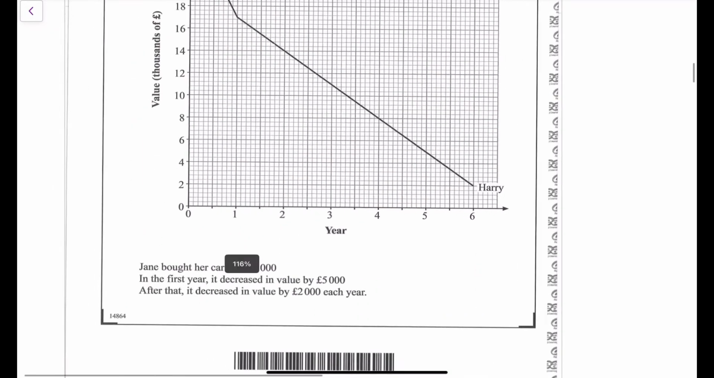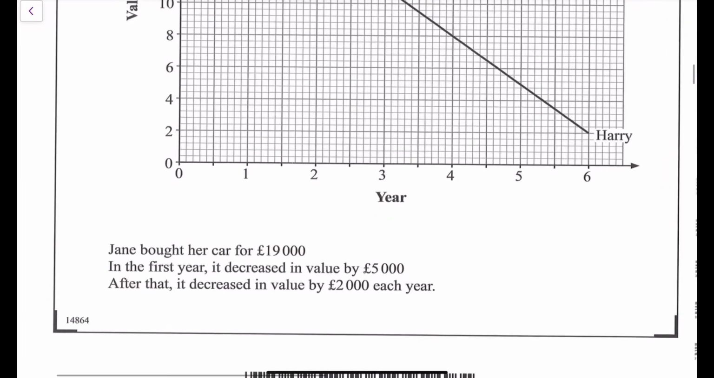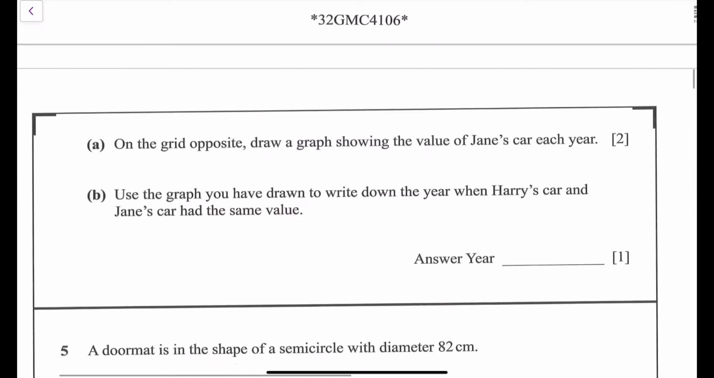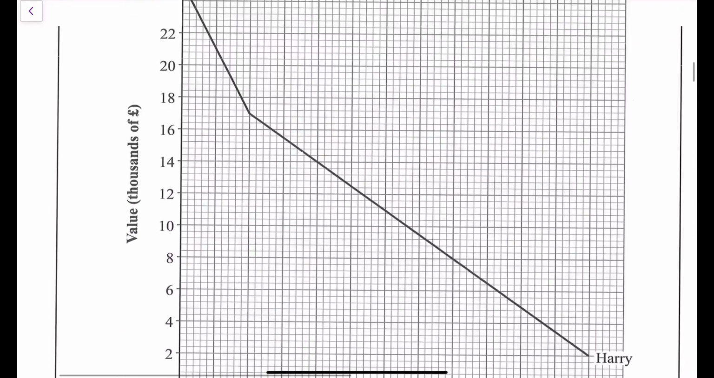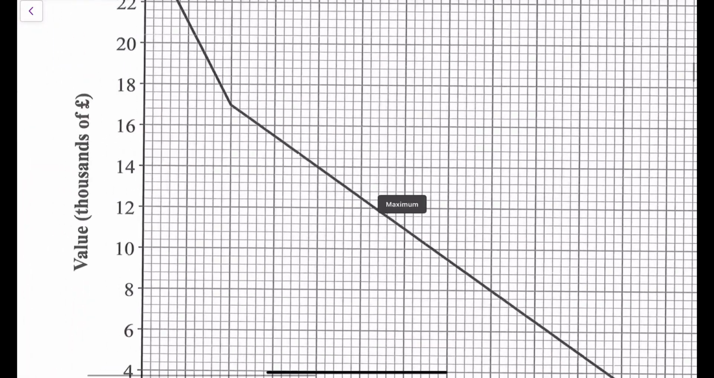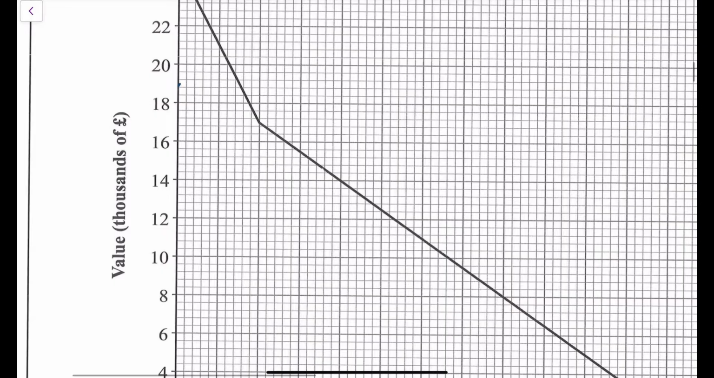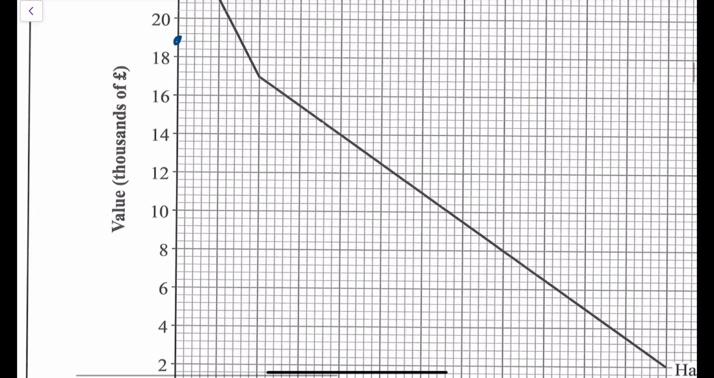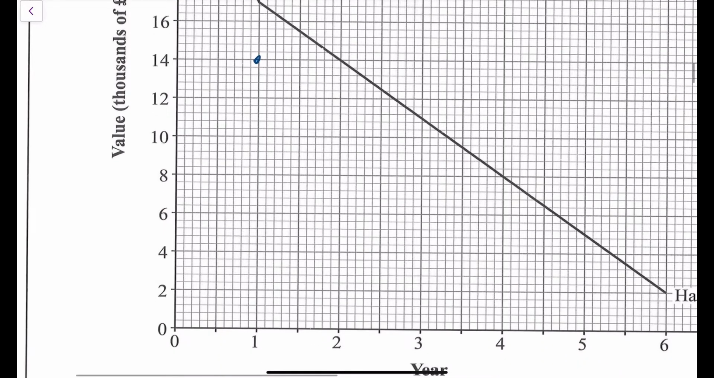year. It says Jane bought her car for 19,000. In the first year, it decreased by 5,000 and it decreased in value by 2,000 each year. And what you've got to do is on the grid opposite, draw the graph showing the value of Jane's car each year. So it starts at 19,000. Let's just mark that on first. It says in the question, it decreased in value by 5,000. So 19,000 in 1 year then, it goes down to 14,000. It then decreases in value by 2,000 each year.